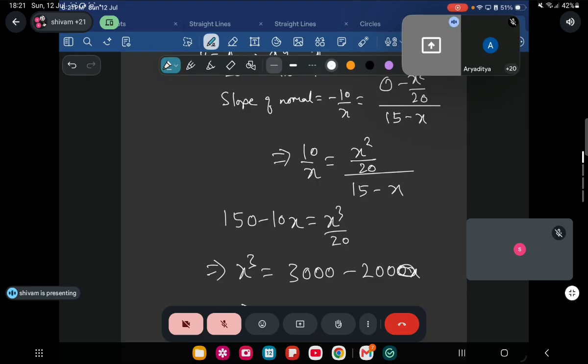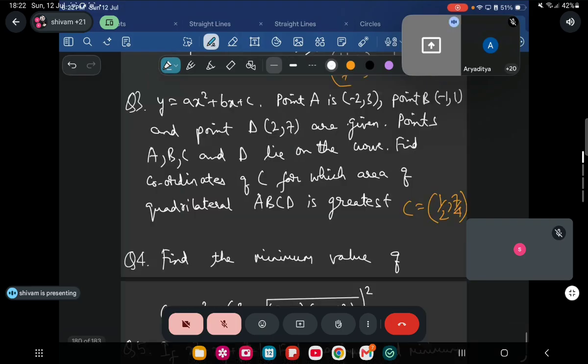200x. Oh yes, wait, 200x, yes. It can be clearly seen that x will be equal to 10. This implies x equal to 10 by hit and trial. Okay, after that you can solve. Right, 10 comma 10 square by 20. Then you find out the distance formula. Okay, find it out using distance formula.